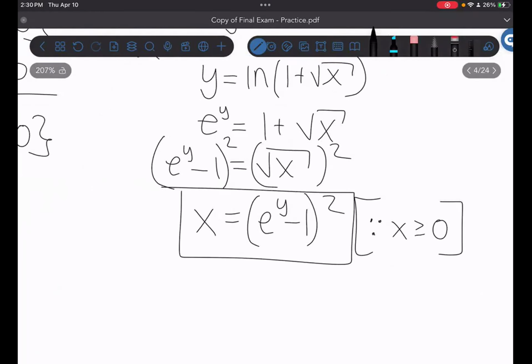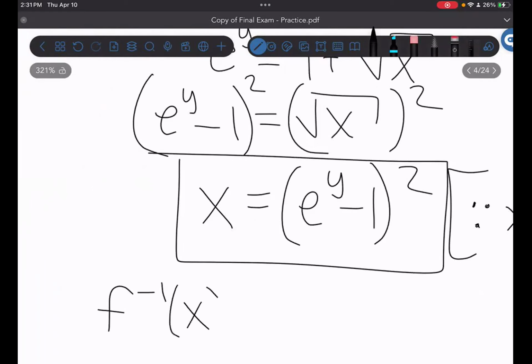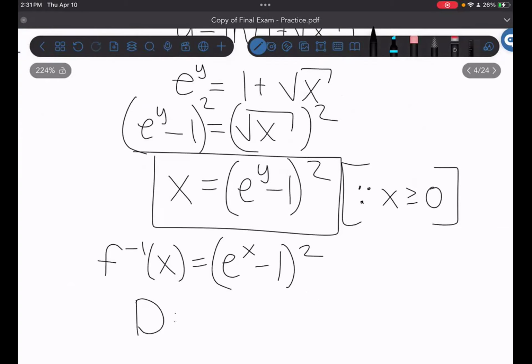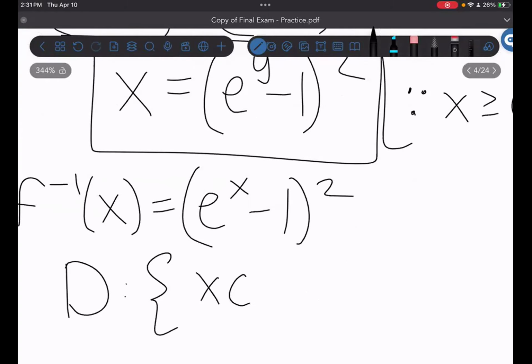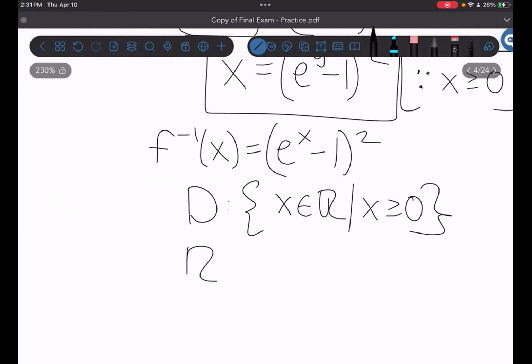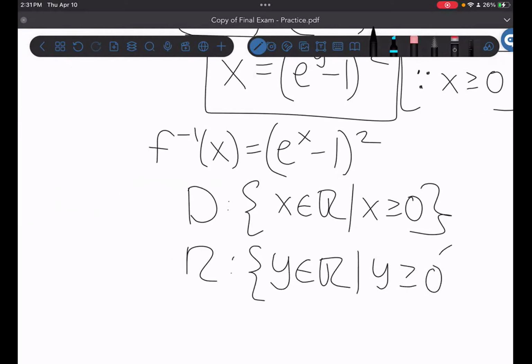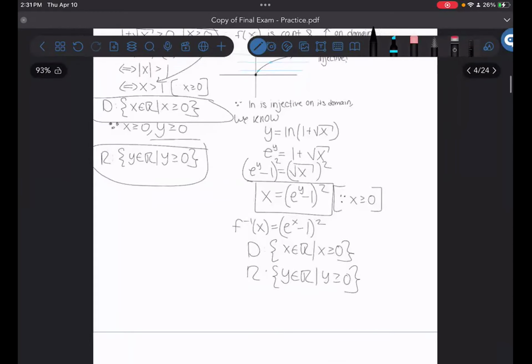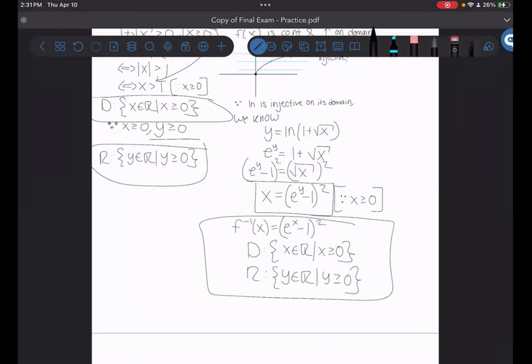So your inverse function would be e to the x minus 1, squared. And the domain would still be the same. It would be where x is greater than or equal to 0. And your range, same thing. It would just be where your y is greater than or equal to 0. All right, so we got the domain, we got the range. We figured out that it is injective, and we got the inverse and their domain and range.